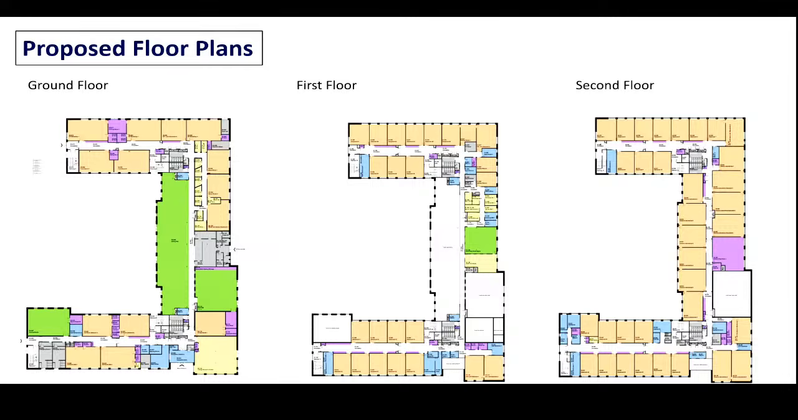So we've got some floor plans here. At ground floor, there's an assembly hall, a library resource centre and dining hall and specialist teaching space. On the first floor is general teaching spaces, sixth form social and study spaces. And on the second floor is further general teaching spaces and staff spaces.